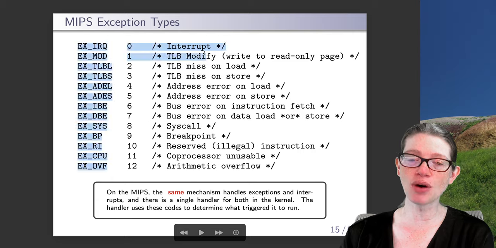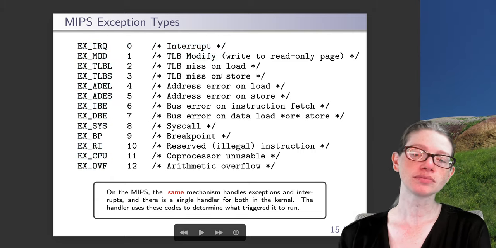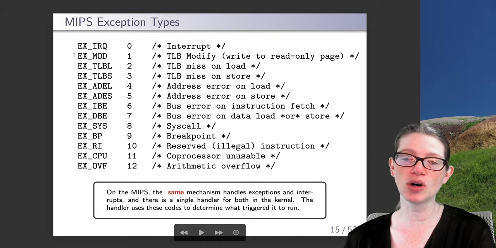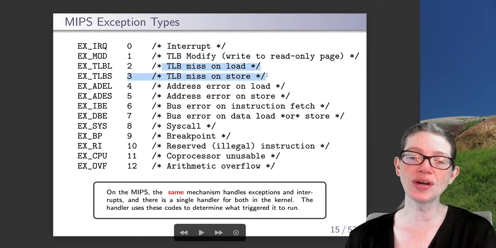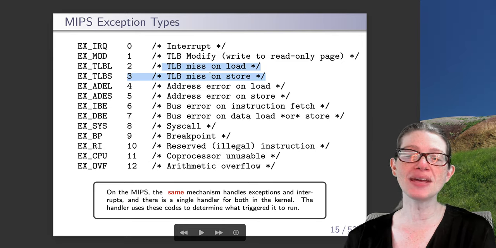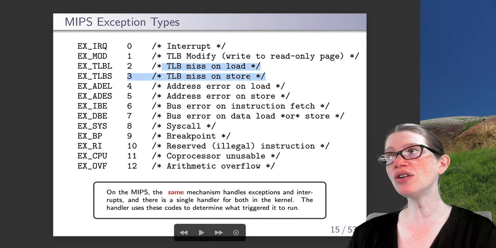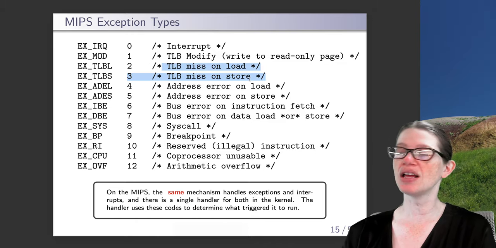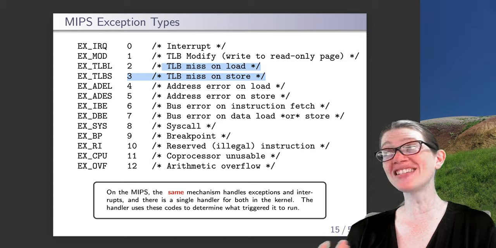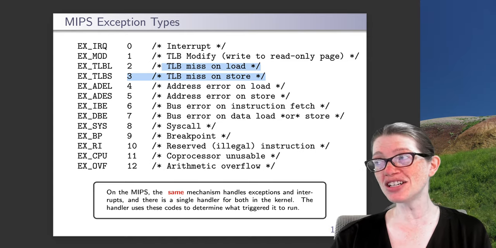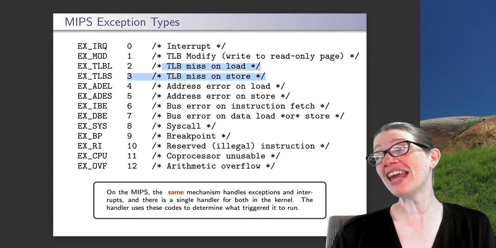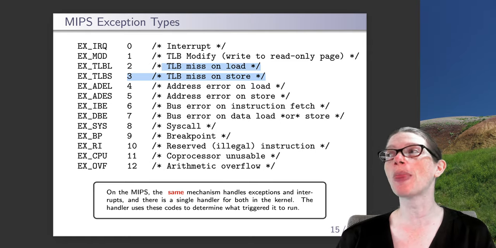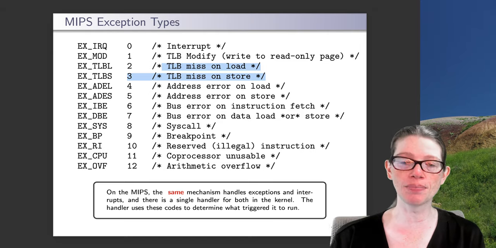So interrupts are exceptions on MIPS. And these are all of the different types of exceptions that MIPS supports. These two here, TLB miss on load and TLB miss on store, you're going to become very familiar with when you work on assignment two. And I will tell you on Piazza how to deal with these two. We don't get regular segmentation faults, and you can't run Valgrind, so you're going to have to deal with these exceptions and learn how to interpret them, and I'll post some details about that shortly on Piazza.